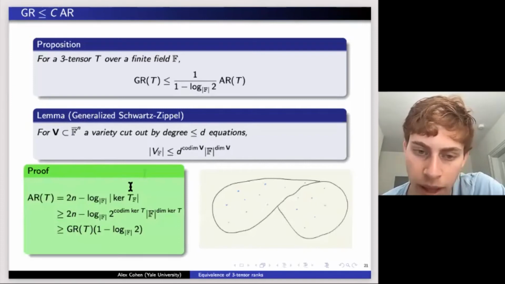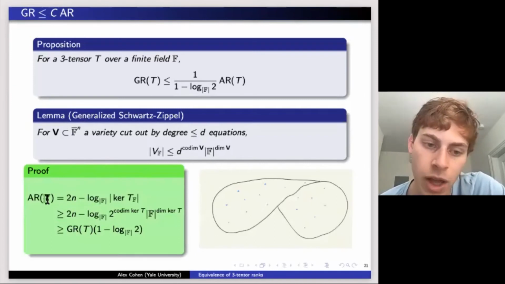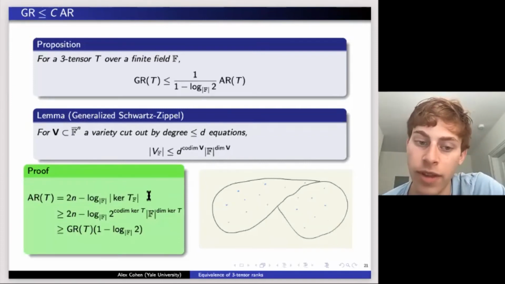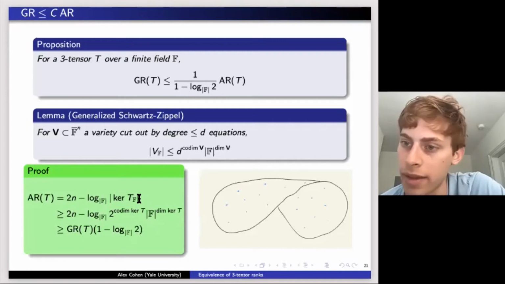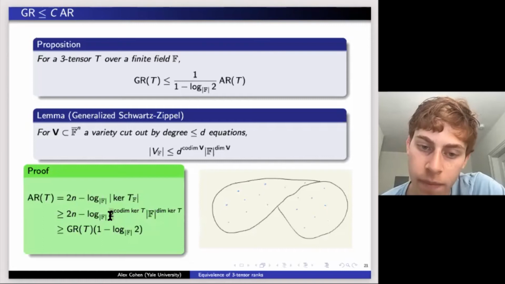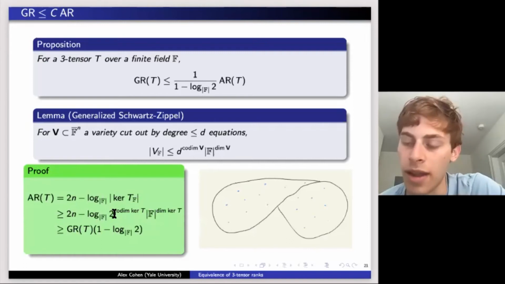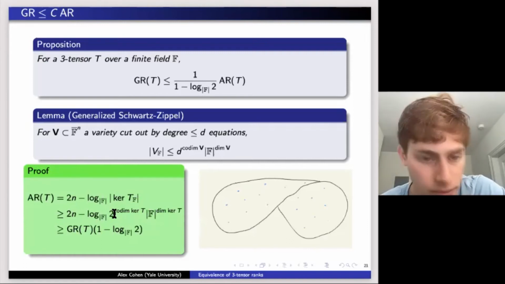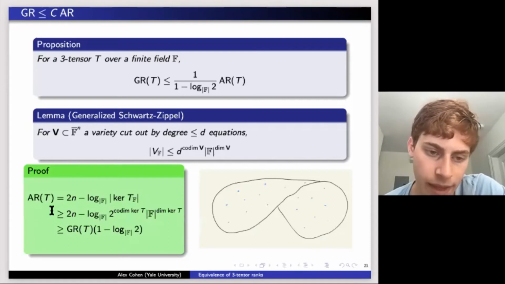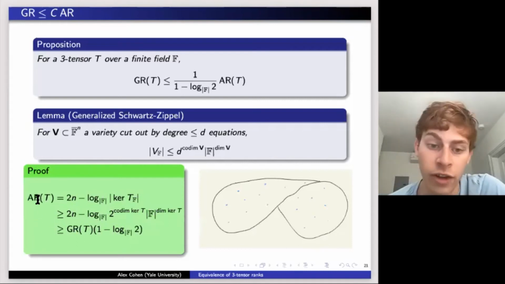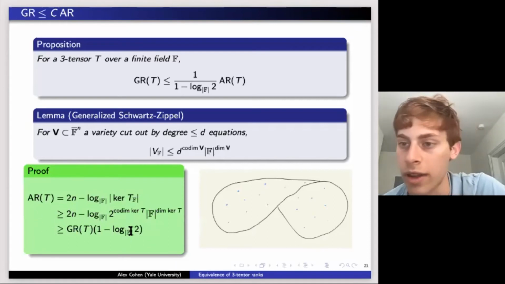And then the proof, it's 3 lines. So we have our formula for analytic rank in terms of the size of the kernel. We insert our upper bound for the size of the kernel using Schwarz-Zippel, which has the dimension of the kernel as a factor. The 2 here comes from the fact that the kernel is cut out by degree 2 equations, right? So it's cut out by this system of bilinear forms. And then we get that if the geometric rank is large, the analytic rank is large too, with the caveat that this doesn't work if the size of the field is 2.